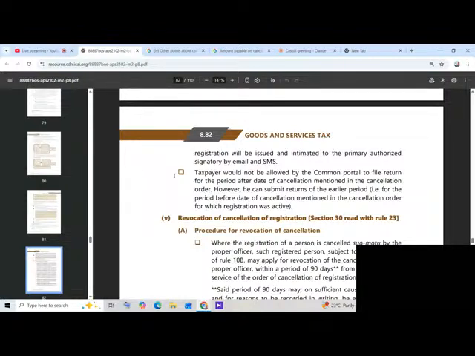Now we have the final topic in this chapter, in terms of the book, which is the revocation of cancellation. This is a small topic. We'll take it up later in the next stream. And so we are done with section 29 and 30 of the CGST Act. Fine.